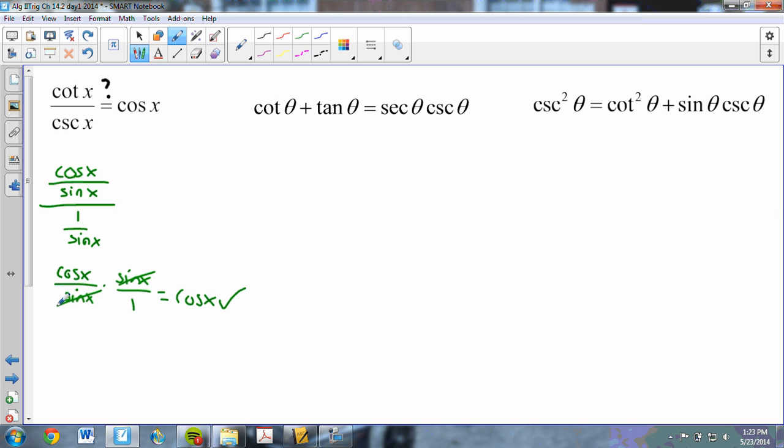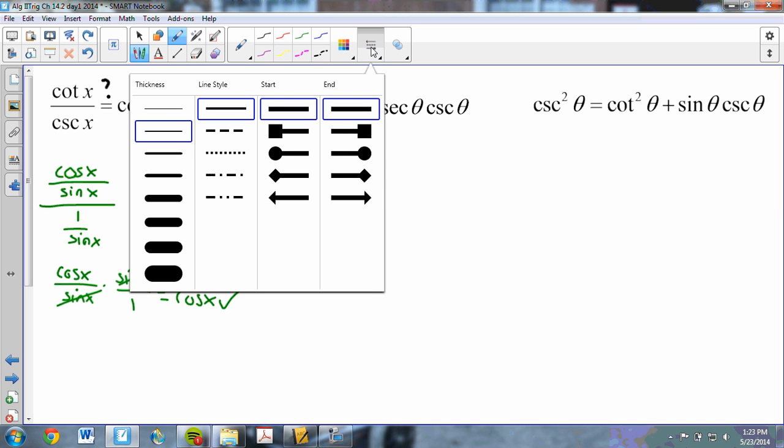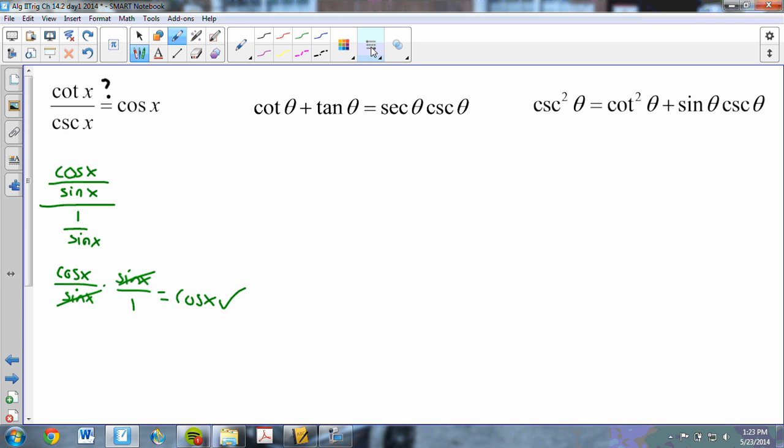The next one's a little less straightforward. You want to start on the right side or on the left side? Cotan is cosine over sine. Oh, the whole thing, just one cosine. Oh, here's the one. I don't get one for like 16 reasons.